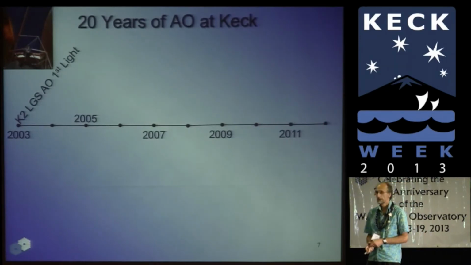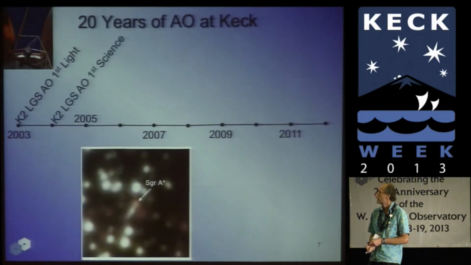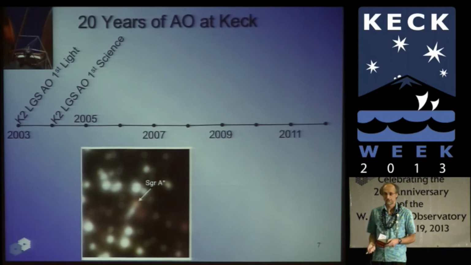In 2003, we started with the Keck 2 laser guide star system. And by 2004, we were doing science with it. Here's that same central arcsecond around the supermassive black hole at the center of our galaxy, and many more stars can be seen here.